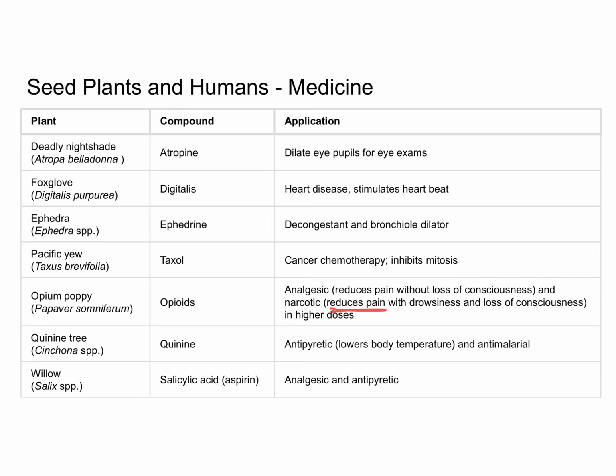The quinine tree produces a compound known as quinine, and it's mostly known for being an anti-malarial. And so if someone has malaria, this compound can help to treat it. It also is an antipyretic, which means that it lowers body temperature. So if someone has a fever, it can reduce a fever.